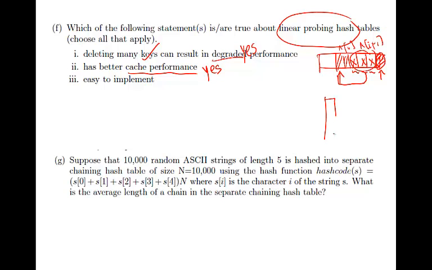But it's not always true if you have a separate chaining hash table. In this case, these are not adjacent to each other. They are just blocks of memory coming from a variety of places. So we don't have the same cache performance if you have a separate chaining hash table.